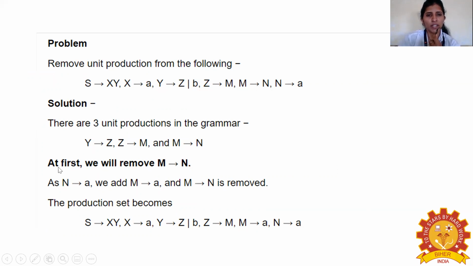Okay. So at first we will remove M to N. As N to A, we add M to A. We already have another production rule like N to A, so instead of N, we substitute A. So we get M to A, and we remove M to N. So the set is M to A, N to A.